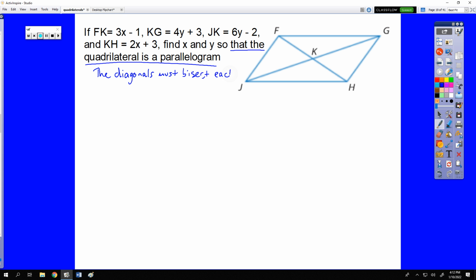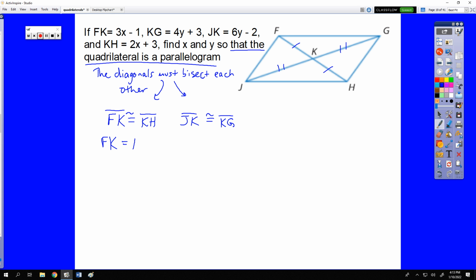I'm going with the diagonal rule because I have information about the pieces of the diagonals. So, in other words, what we're saying is that FK has to be congruent to KH, and JK has to be congruent to KG. In order for these to bisect each other, these pieces have to be congruent. Well, if they're congruent, then they're equal.